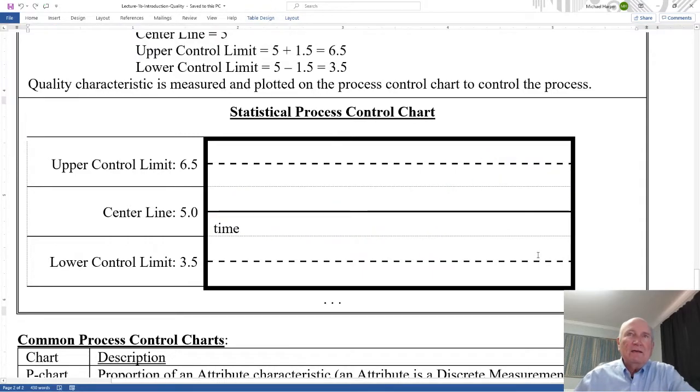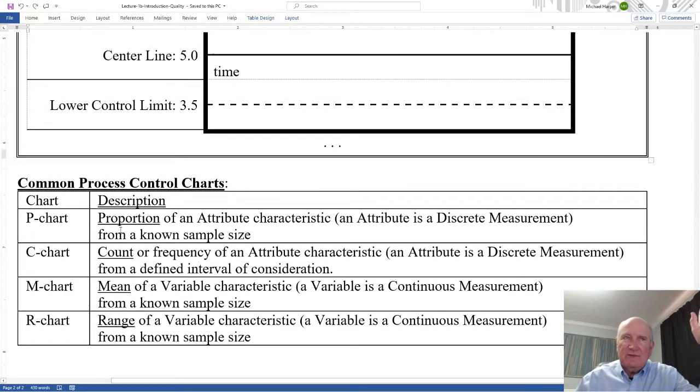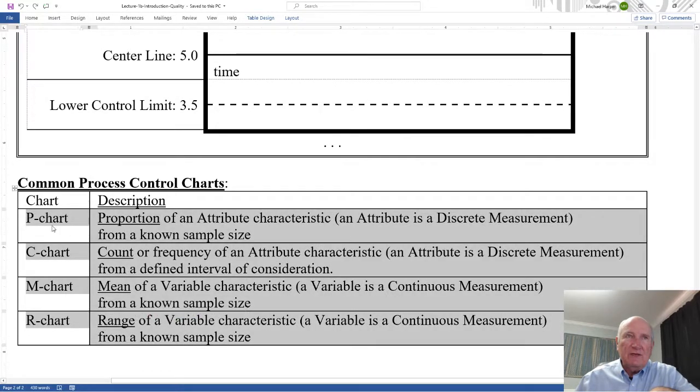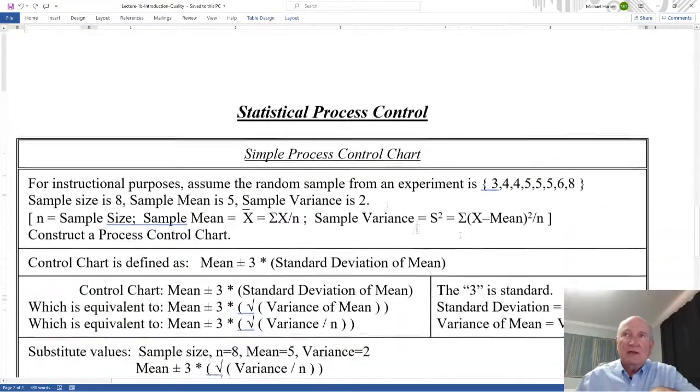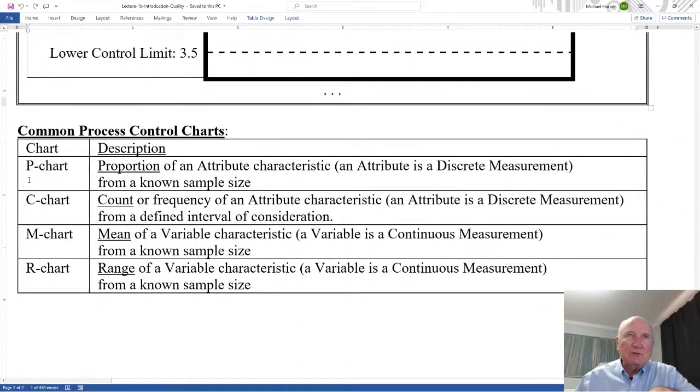Okay. Now, as I say, this is just an introduction. Actually, there's a lot of different control charts out there. There's dozens of them. An introductory course in statistical process control would probably cover these four charts. The P chart, which measures the proportion. See, this is just measuring one observation.